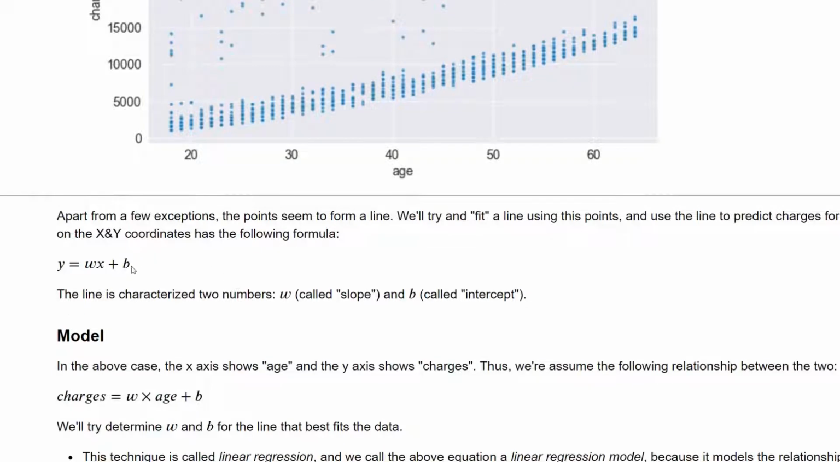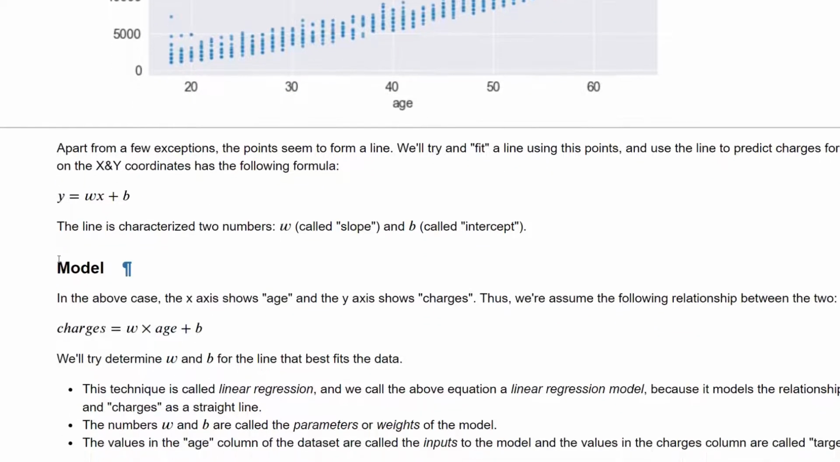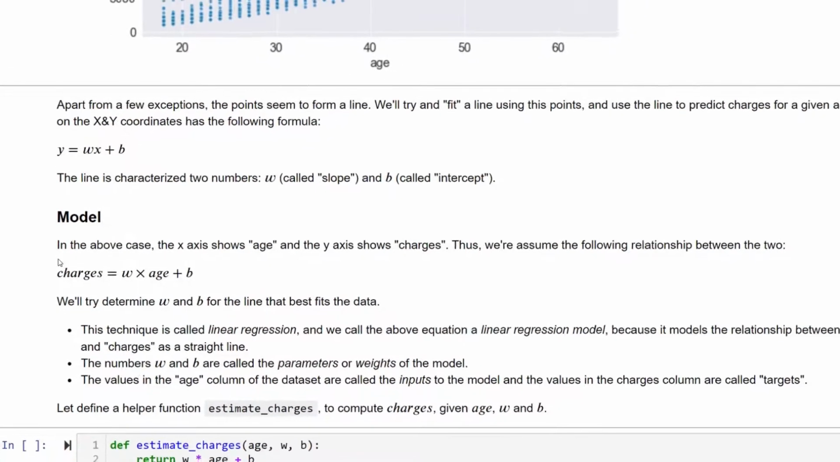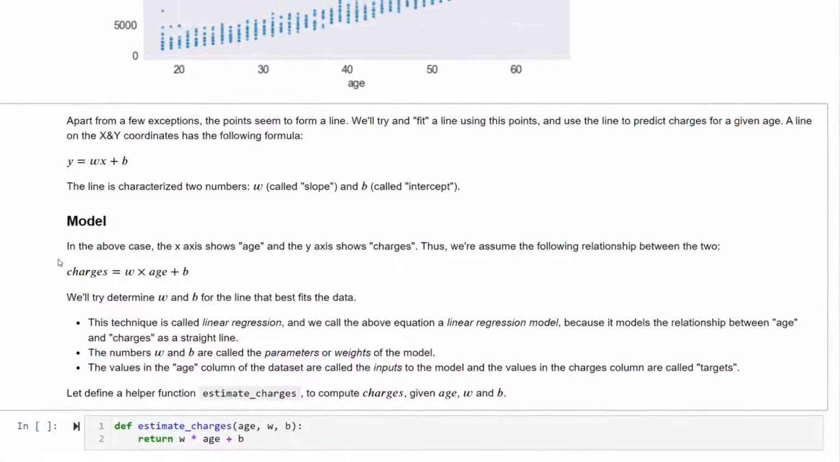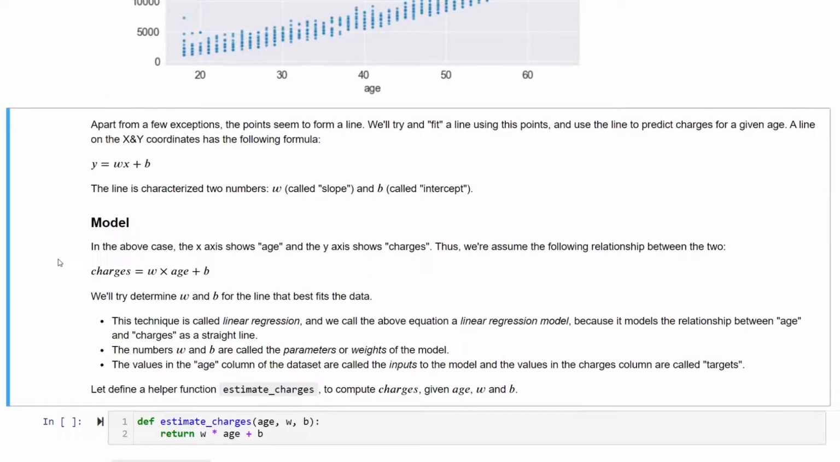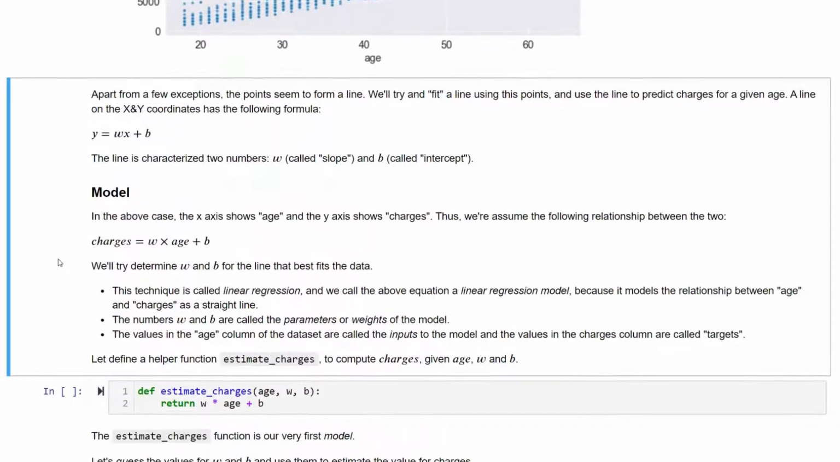For drawing a line, we have the line formula y equal to wx plus b. The line is characterized by two numbers called slope and intercept, as we all know. The whole thing we are going to do, what we are going to predict, is known as a model. In this case, the x-axis shows the age and the y-axis shows the charges. Thus, we can assume the following relationship between the charges and age: charges equal to w times age plus b. And we will try to determine w and b for the line that best fits the data.